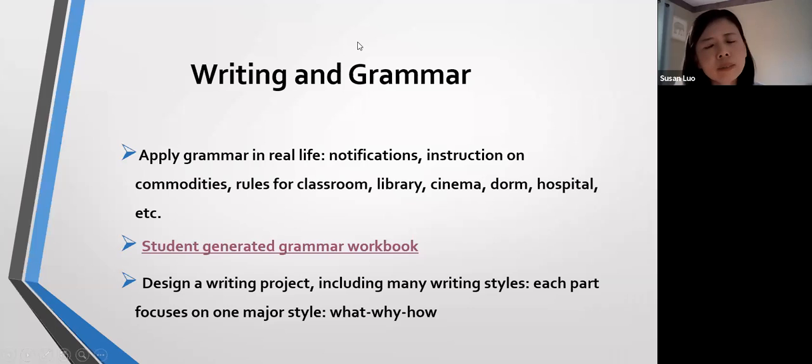So that's a big project. This project can last five to seven weeks if you design it well. If you have a lot of students, it will probably take more time.